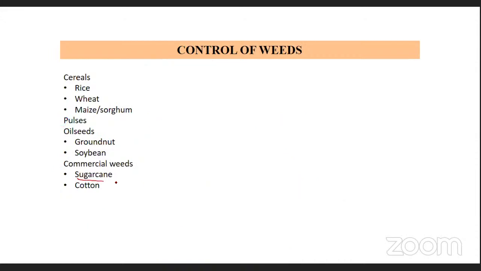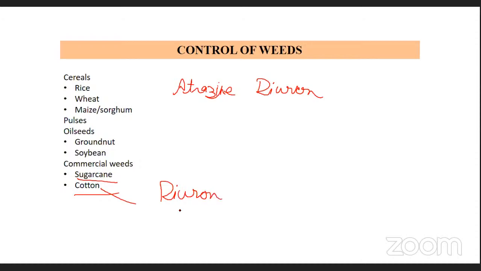Then in a commercial crop like sugarcane, not only this much herbicide can be applied, but these are very popular in these crops. That's why I am telling one or two popular herbicides for each crop. Okay, in sugarcane, again, atrazine and diuron are very much used. And in cotton, diuron is famous. And the trade name of diuron is Karmex. Okay.